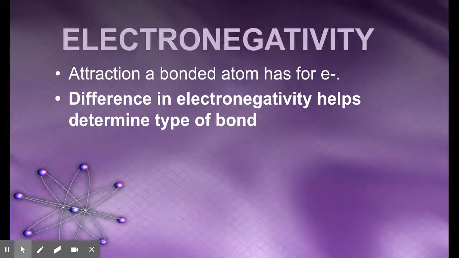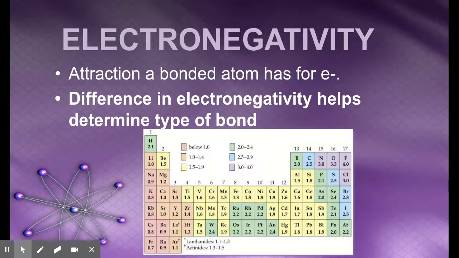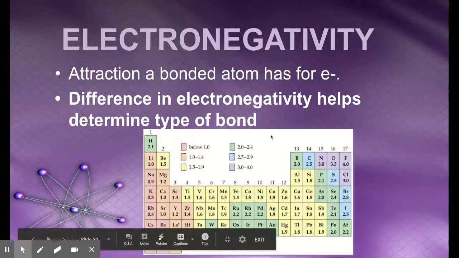How you know what type of bond you're going to get is what we use the electronegativity trends for. The electronegativity we talked about last class is the attraction a bonded atom has for electrons, and the difference in electronegativity is going to help determine the type of bond. So your periodic tables, if you're using ptable.com, just the letter P, the word table.com, they have the electronegativities on there.